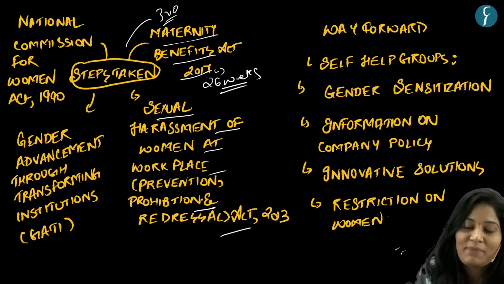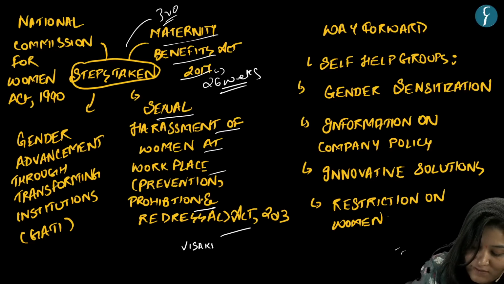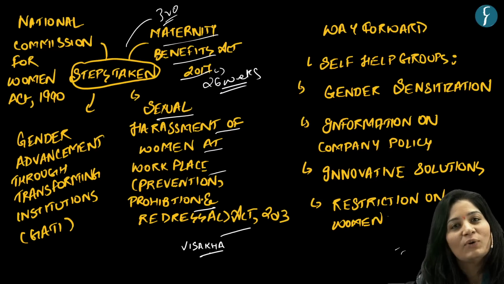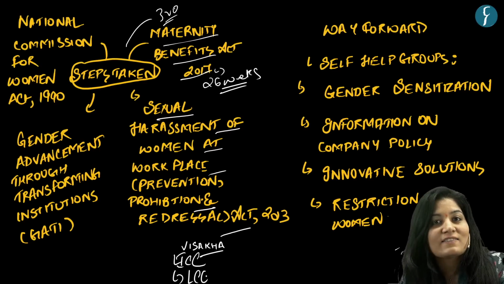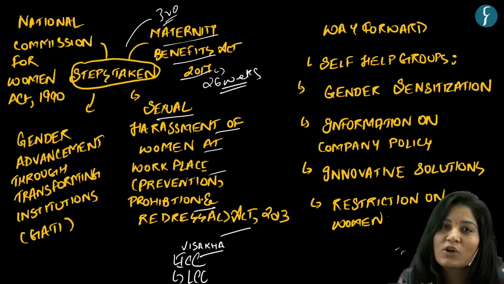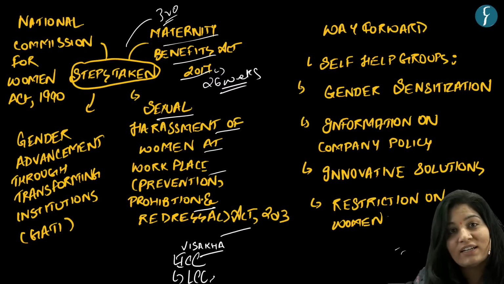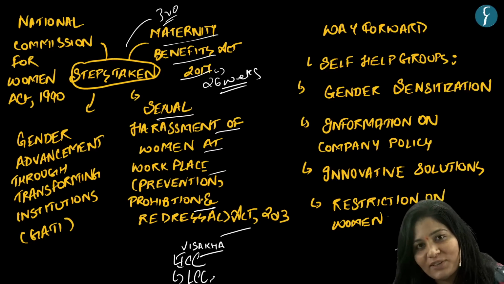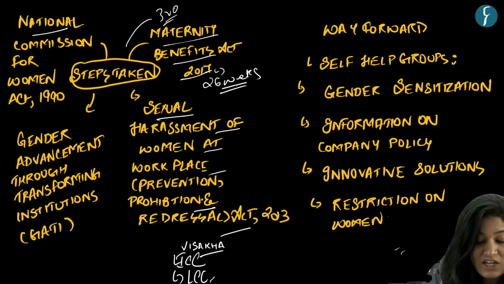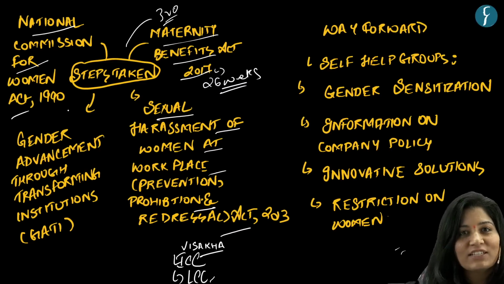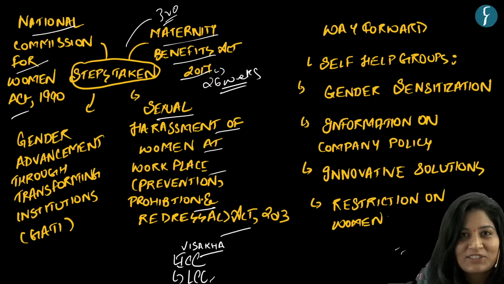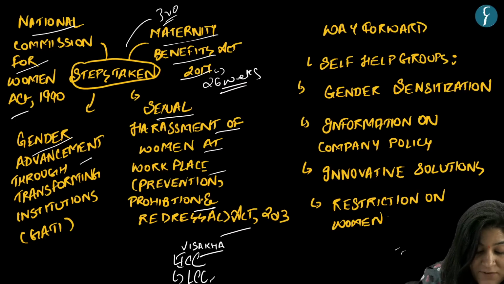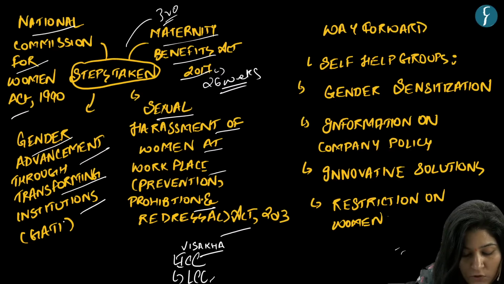Then next is the Sexual Harassment of Women at Workplace (Prevention, Prohibition and Redressal) Act 2013. This superseded the Vishakha guidelines. Okay. So basically this act provides for the ICC, that is the Internal Complaint Committee at the organizational level, and the Local Complaint Committee at the local and block level. Then next is the National Commission for Women Act, which safeguards women's rights. It came in the year 1992. Then we have Gender Advancement through Transforming Institutions, that is GATI.